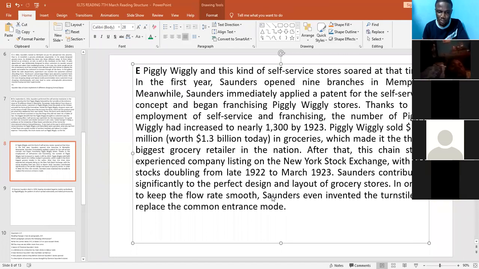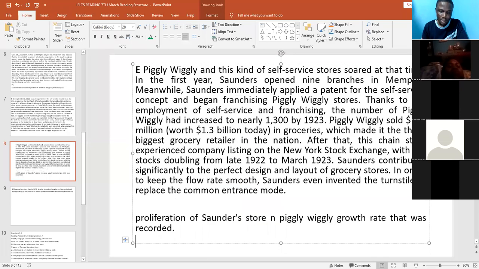Okay, someone has sent something. I agree more with this, and I will post what the person sent so as to help us. He said proliferation of Sunday store and Piggy Wiggly growth rates that was recorded. And yes, the whole thing was about the growth in store, increase in the number of stores and growth, financial growth, everything.